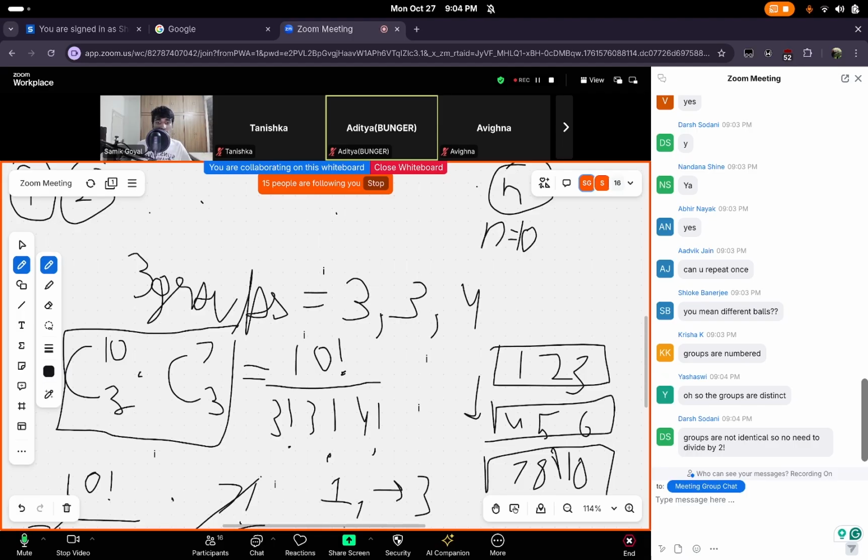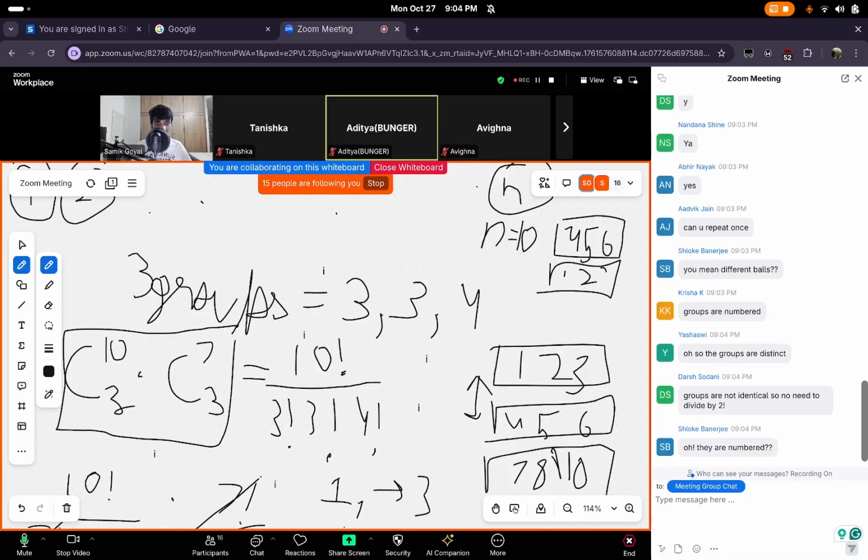And what if you just swap these things? So say the second case would be 4, 5, 6 as the first group, 1, 2, 3 as the second group. Yes, they are numbered, they are distinct. Yes, that is what I was saying.